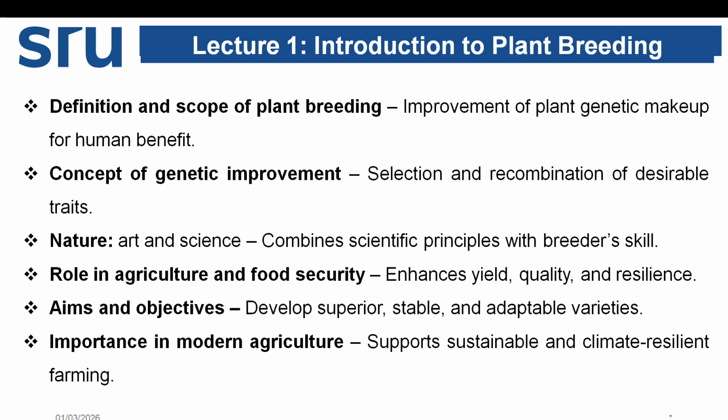Our next point is the role in agriculture. What is the role of plant breeding in agriculture and food security? Plant breeding enhances the yield, quality, and resilience. Then next we are going to see what the aims and objectives are, like development of superior, stable, and adaptable varieties for different crop species.